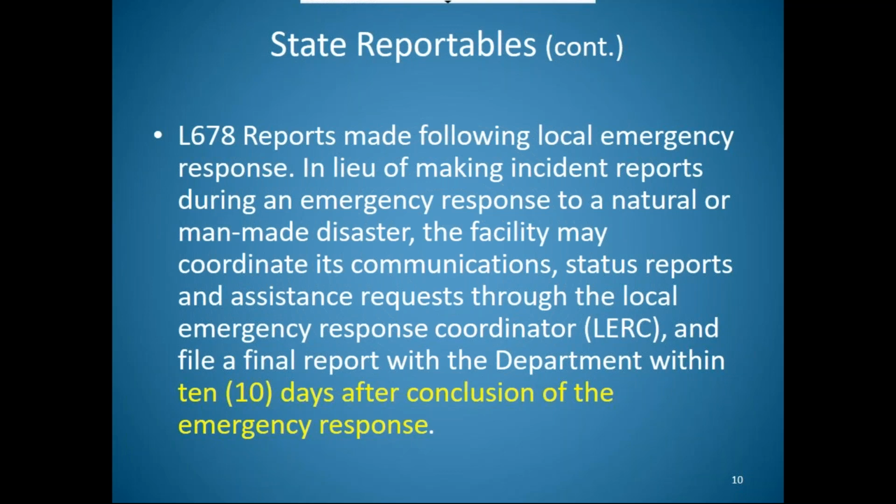678 are reports made following local emergency response. And these are in response to natural and man-made disasters. So in these times, the facility can coordinate its communications, status reports, and assistance requests through the local emergency response coordinator, or what we call a LERC. And then they can file the final report with the department within 10 days after conclusion of the emergency response.